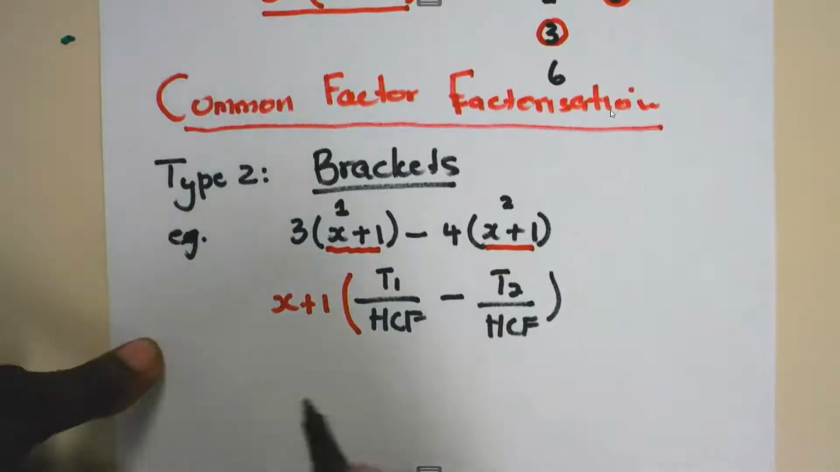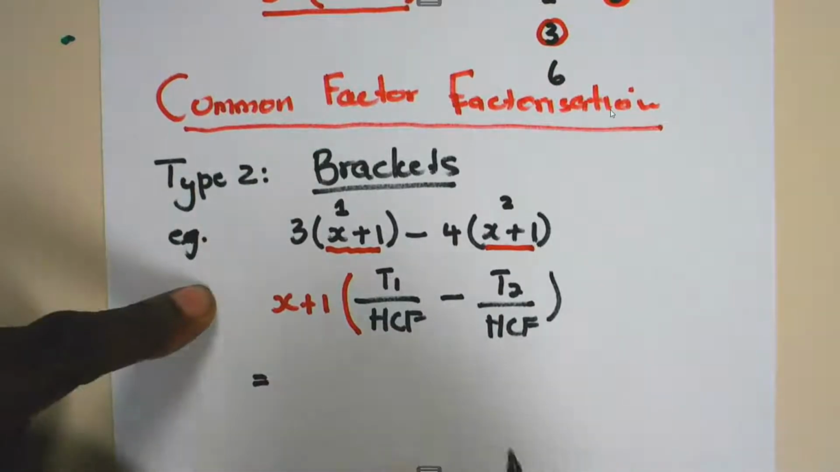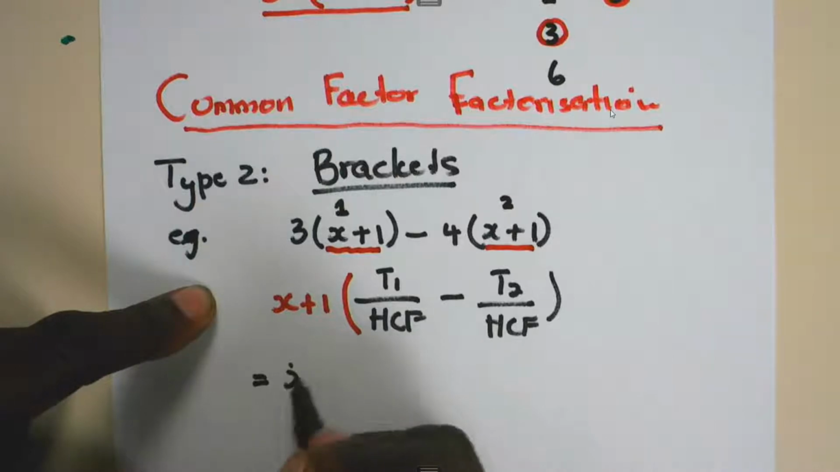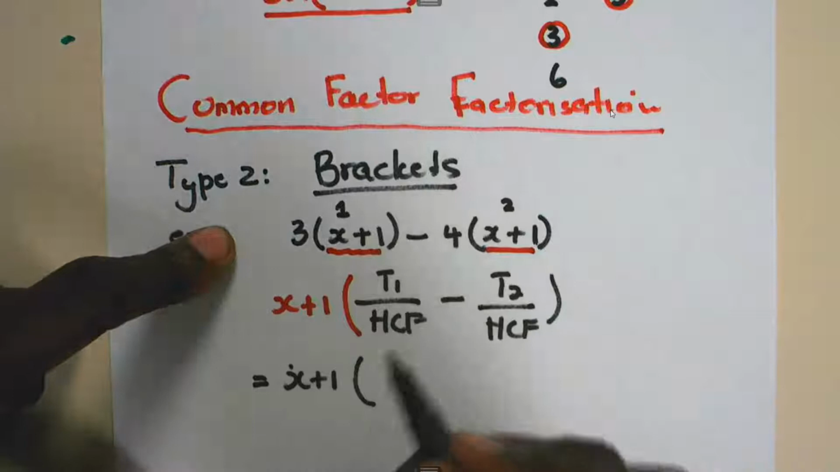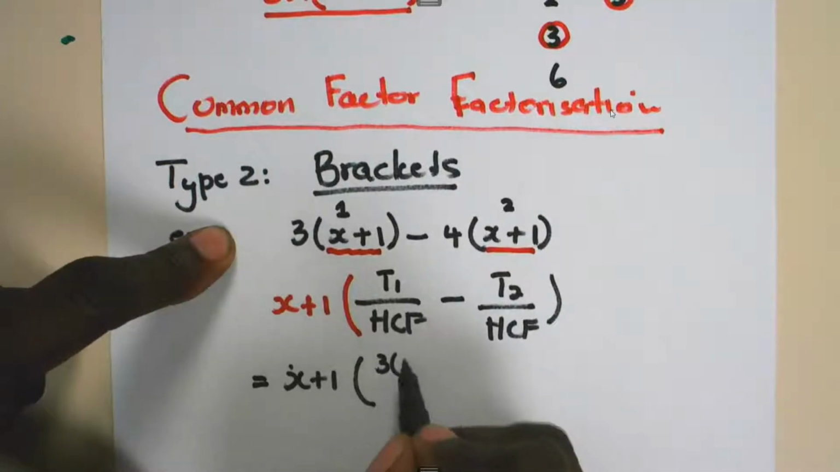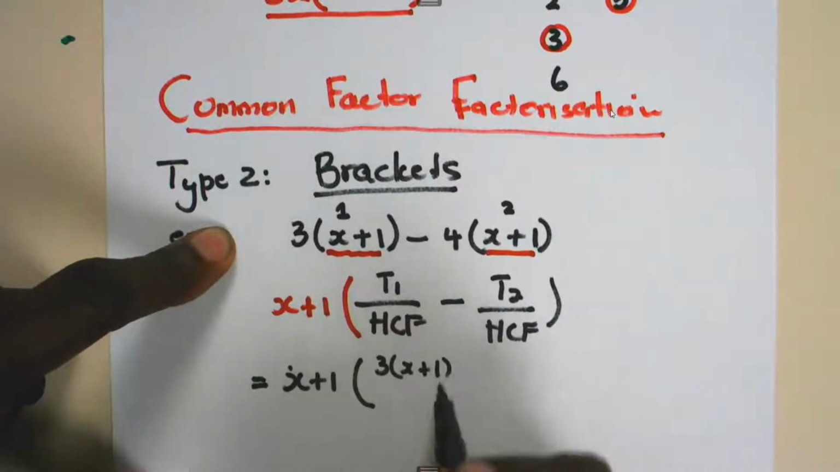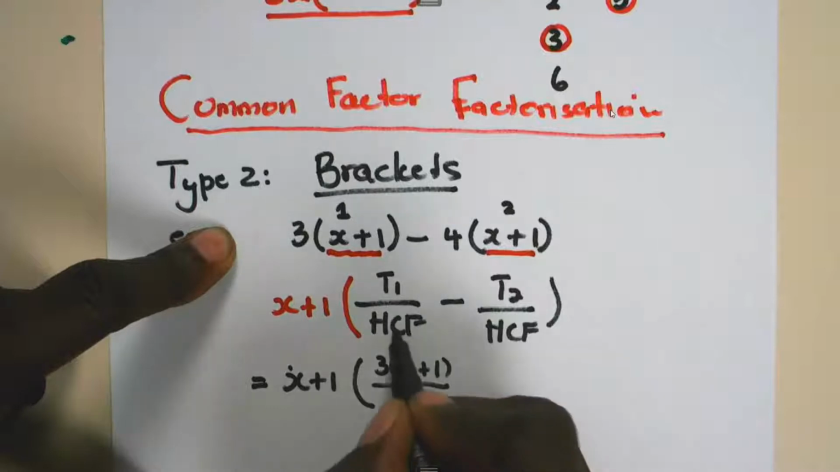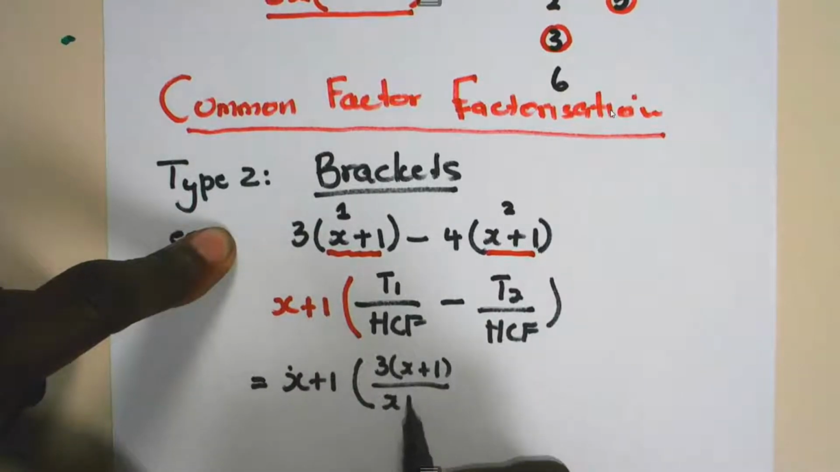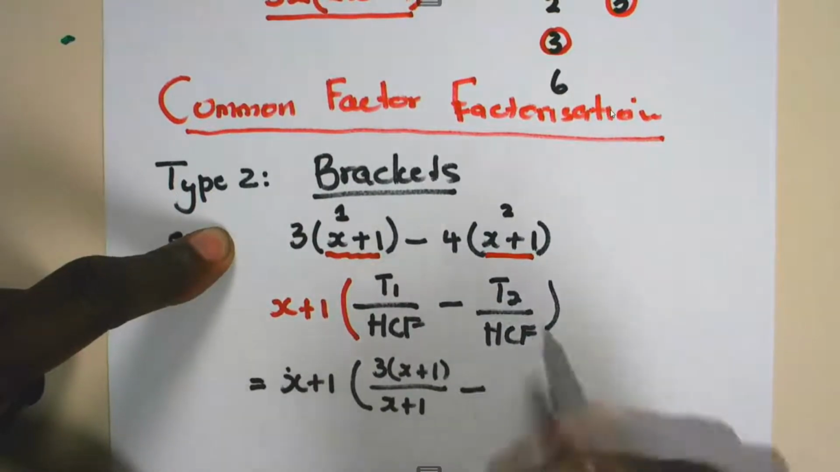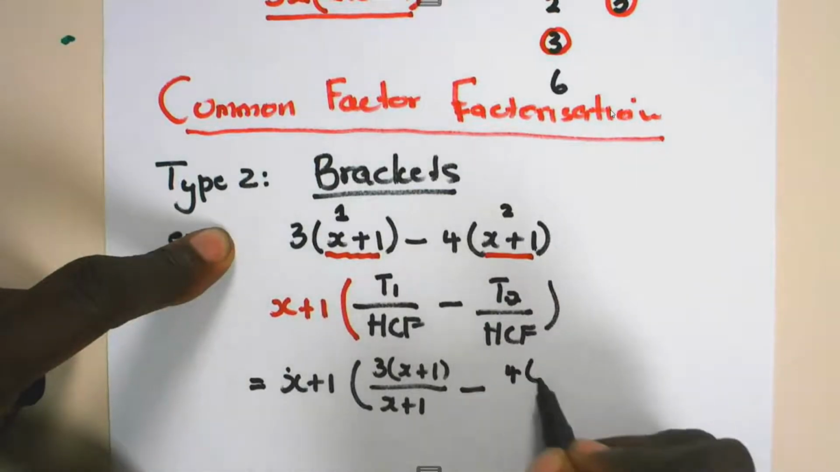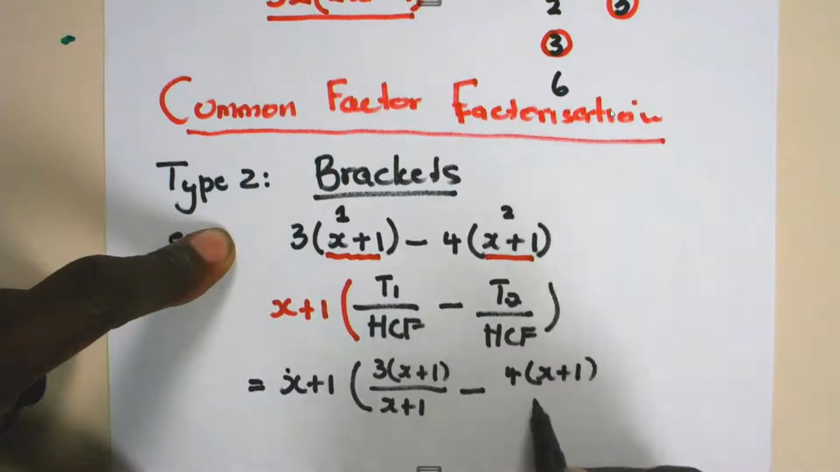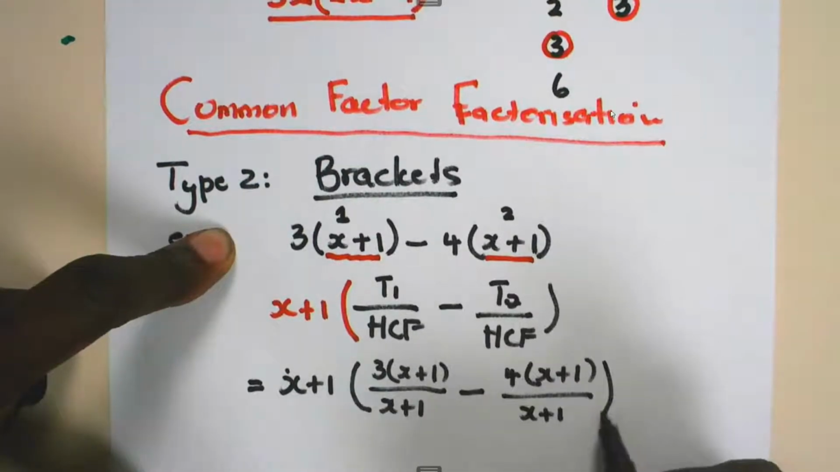Therefore, when you looked at the answer to this one, it's the common factors, which is x plus 1 into, out of, what is our term 1? Our term 1 is 3 into x plus 1 divided by the highest common factor, which is x plus 1, minus the term 2, that it is 4 into x plus 1 divided by the highest common factor, which is x plus 1.